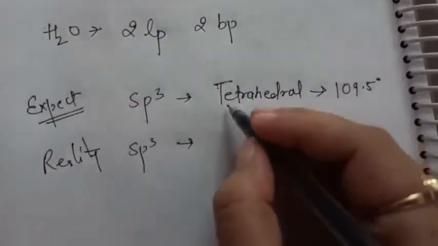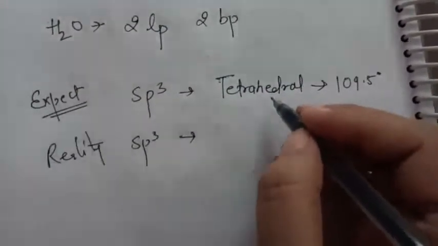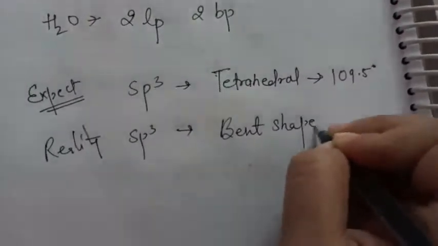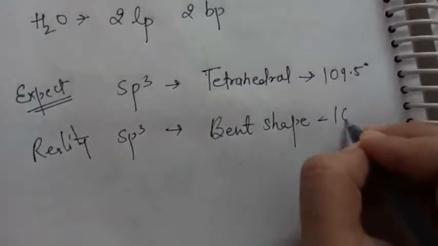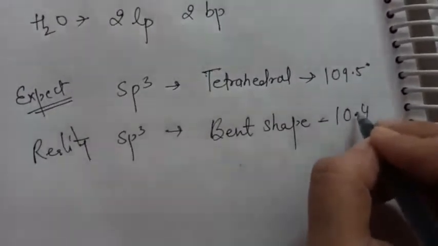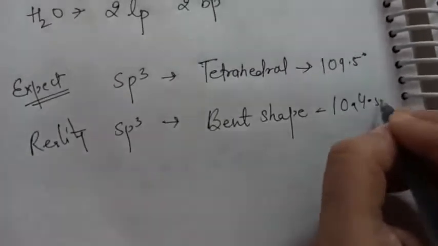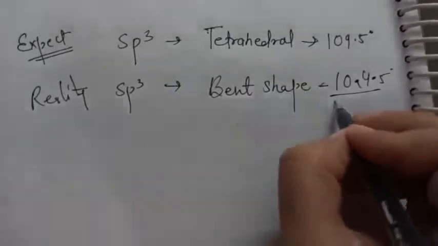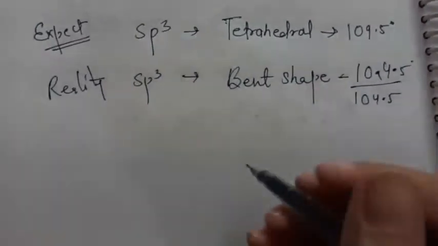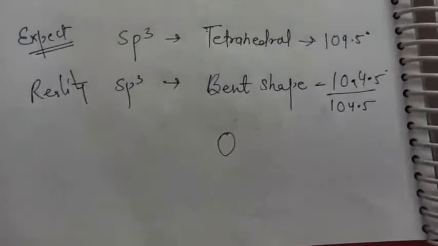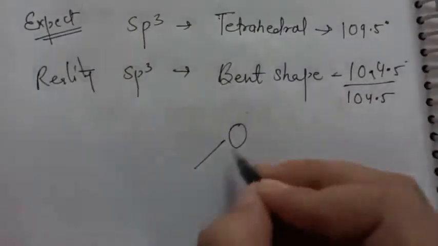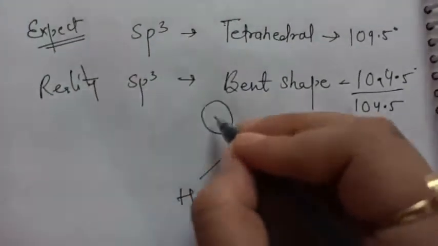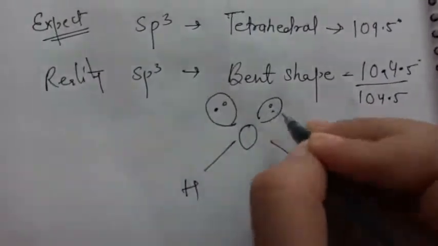But the geometry is not tetrahedral of water. It's distorted tetrahedral and it is called as bent shape, or you can call bent V shape, whatever you want to speak. And bond angle further reduced, it should not be decimal here, 104.5. It's not 109.5, it's 104.5. So the structure of water is drawn like this. Shape of water is like this. And two lone pairs. One is this side, the other is this side.